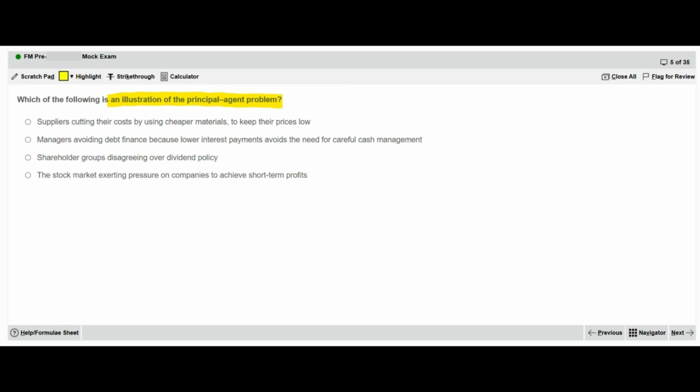But whereas the second option, managers avoid debt finance. Why? Because they want to lower interest. Why do they want to lower interest? They want to avoid the need for careful cash management. So whenever they go for more debt, what happens? The greatest benefit of debt is that when the debt increases, the WACC reduces. Debt is considered to be cheaper, it is tax savings, and hence the WACC reduces. And whenever the WACC reduces, the value of the company increases. So, increasing debt as far as possible is a necessary benefit, and it benefits the shareholder.